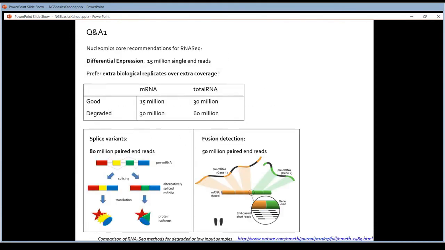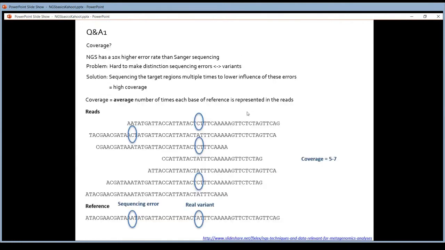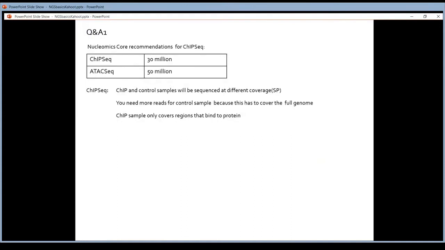And then for RNA-seq, this is what they recommend for differential expression analysis. Here it also depends on how good your RNA is. If it's degraded, you need more, obviously. For RNA-seq, it's very important that you don't go for very high coverage. It's not necessary. You're not going to call variants, so you don't need high coverage. It's much better for RNA-seq to go for more biological replicates and low coverage.